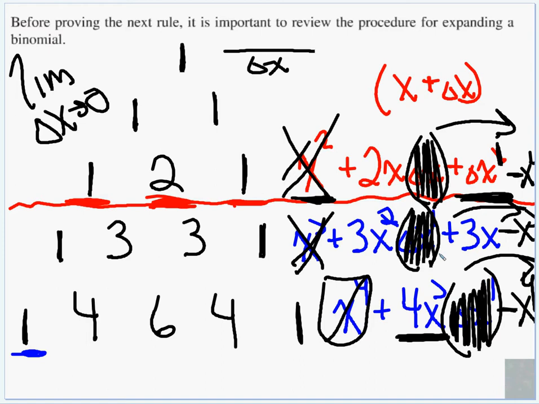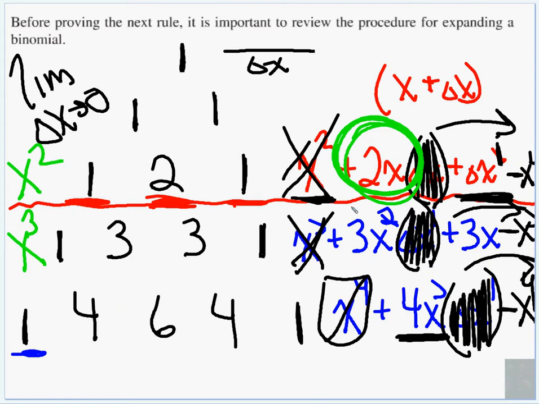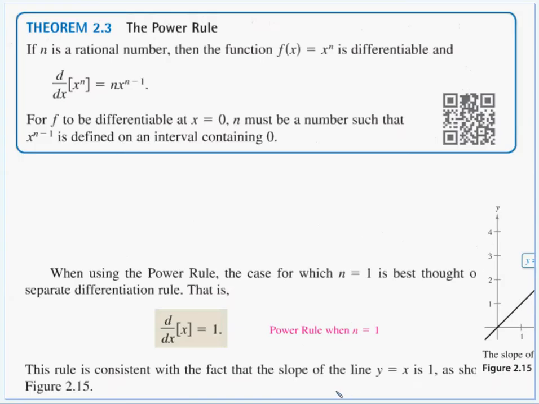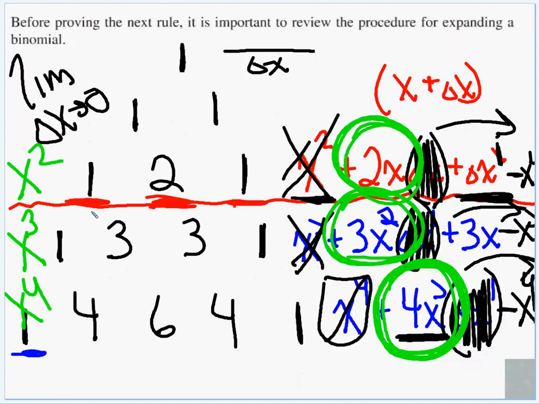So let me switch. I think I haven't used green ink yet. So when we have the expansion for that quantity squared, we're left with this term, 2x. For the third power one, we have 3x squared. For the x to the fourth, here the leading term that remains is 4x cubed. Do you see the pattern? Have you noticed the pattern to it yet?